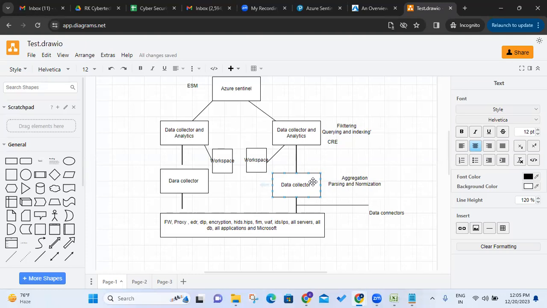You got it right. They don't have separate modules. I understood your query, because in all other tools, collection and processing are two different modules. But here a single module will take care of both processing as well as collection. So the data collector will do aggregation, parsing, normalization, filtering, indexing, and querying. And analytics is mainly for the correlation rule engine. Yeah, that's right.